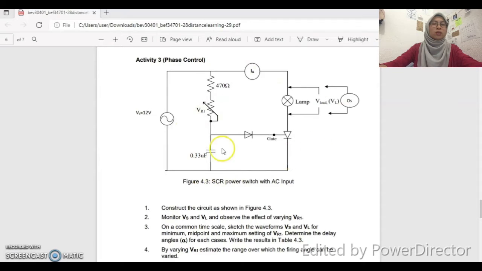So activity number 3 is phase control. This is the circuit, which is figure 4.3, SCR power switch with AC input. SCR stands for silicon control rectifier. In the circuit, we have an AC supply, a resistor and variable resistor, a capacitor, an SCR, a diode, and also one load, which is a lamp. Then we also have an oscilloscope to see the waveform of VL, and one oscilloscope here to see the waveform of VS.